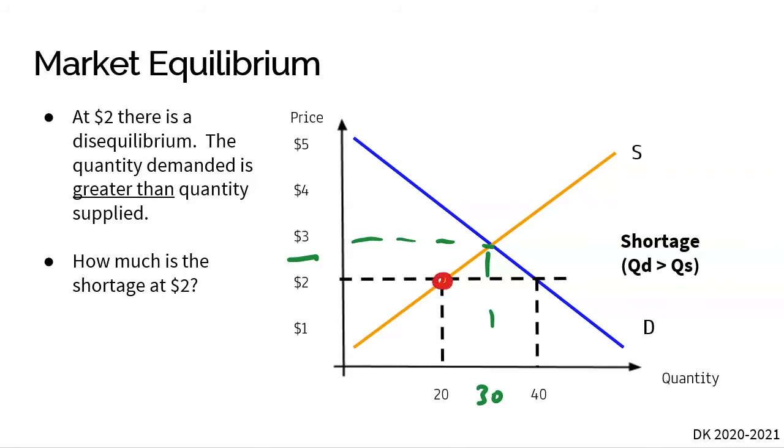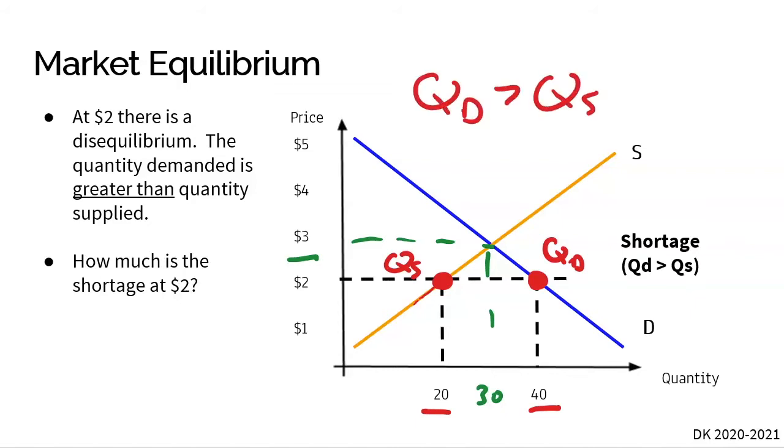Here, our quantity supplied is 20. Notice it's different from our past one. It's not quantity demanded on the left-hand side. The reason why it's quantity supplied is because we're on the supply curve right now. And so at $2, our quantity demanded is 40 units. So our quantity supplied is 20, our quantity demanded is 40. Here we're going to say that our quantity demanded is greater than our quantity supplied. Or we can say our quantity supplied is less than our quantity demanded. They both mean the same thing.